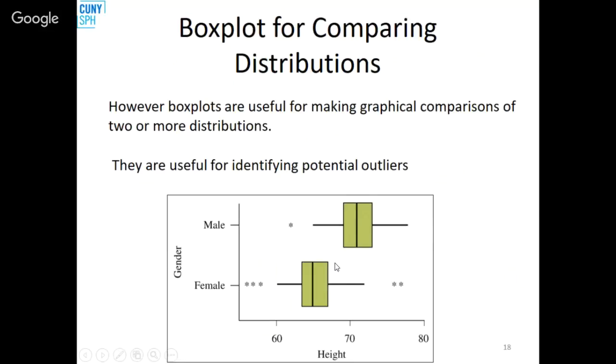So this example of male and female heights lets you very quickly see that the median is different by about, let's see, 64 to 72 inches. So I don't know, about 7 or 8 inches. And there is certainly overlap, but the central parts of the distribution are different.